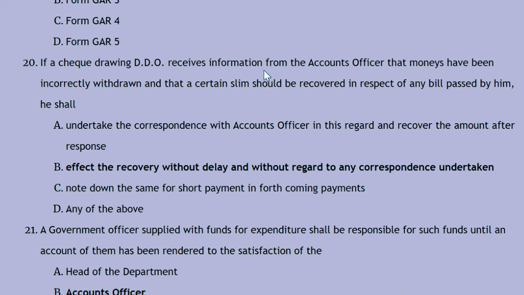If a drawing officer receives information from the accounts officer that money has been incorrectly withdrawn and that a certain sum should be recovered in respect of any bill passed by him, he shall effect the recovery without delay and without regard to any correspondence undertaken.